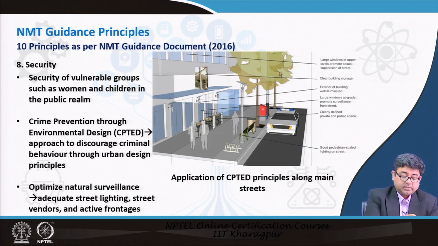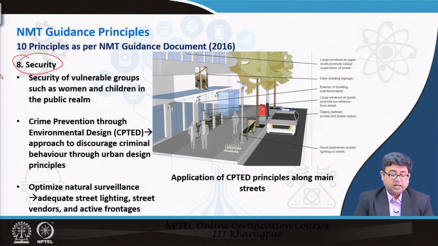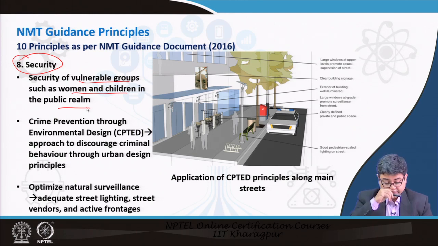Moving ahead closely with safety, the other aspect is security. Security of vulnerable groups such as women and children in the public realm should be ensured. Nowadays, you would see that there is a large presence of public CCTV cameras along streets. The provision of proper lighting during evenings and nights is very essential in order to help people feel secure while they are walking, especially women and elderly people and children. So security has to be paramount while you are designing for them.